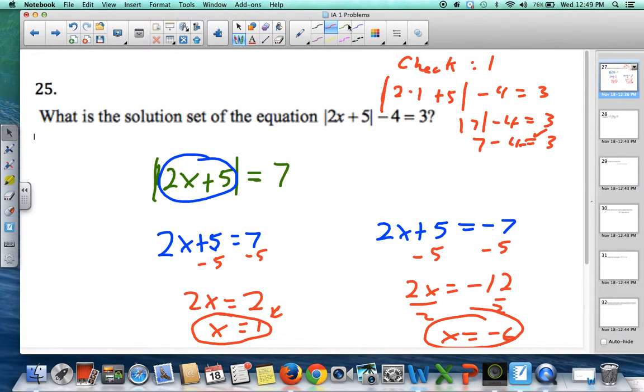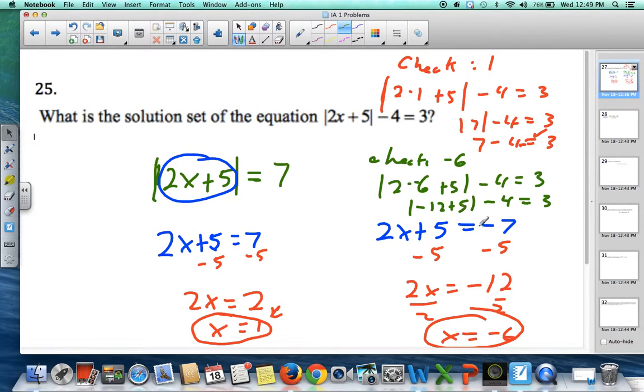Now I'm going to check negative 6. So absolute value of 2 times negative 6 plus 5 minus 4 equals 3. This is going to be negative 12 plus 5 minus 4 equals 3. Negative 12 plus 5, I'll write it over here. Absolute value of negative 7 minus 4 equals 3. That's going to be 7. Absolute value of negative 7 is positive 7. 7 minus 4 is 3. That works as well. So there are 2 solutions to this problem, 1 and negative 6. And you need to have both of them.